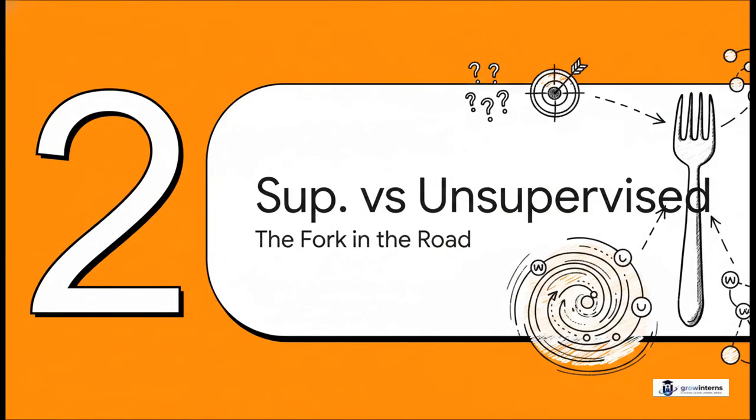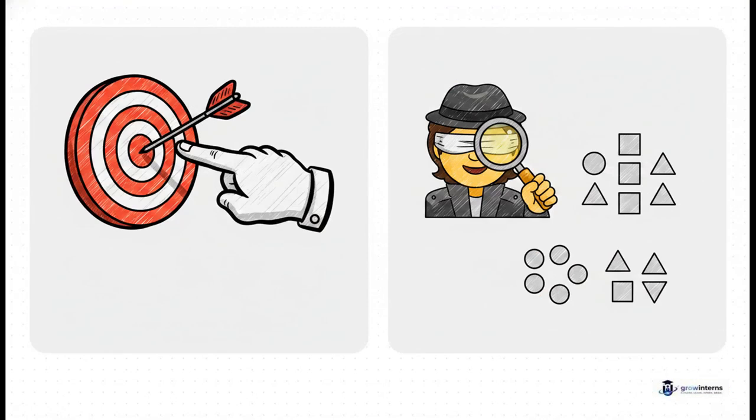Moving right along to Section 2, supervised versus unsupervised learning. Basically, a major fork in the road. Now, what's really fascinating here is the stark contrast between these two paradigms. Supervised learning is exactly what we just looked at. You have your input variables, your x, and you have a guiding response variable, your y, that you're trying to predict. You are literally being supervised by the known answers in your training data.